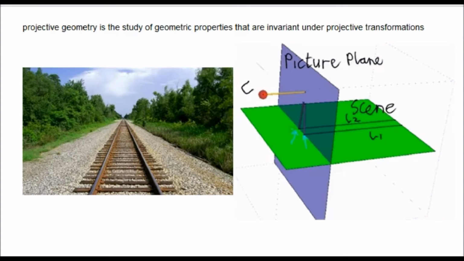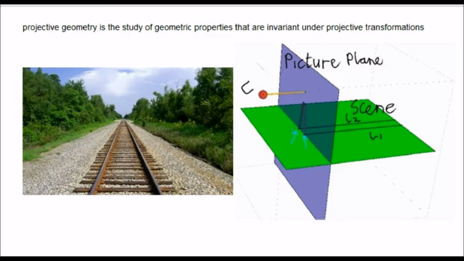So here you are, straight from Wikipedia. Projective geometry is the study of geometric properties that are invariant under projective transformations. Okay, so I think the easiest way for most folk to get their head around what projective geometry is about is to think about perspective art.